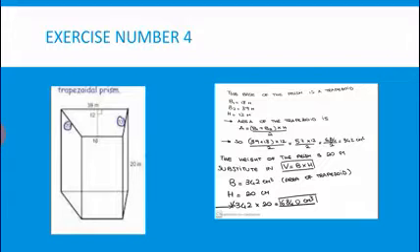The height of the prism is 20 meters. So we have to substitute in V equal base times height. B equal 342, the area of the trapezoid. H is equal 20, so the volume is equal 342 times 20, equal 6,840.